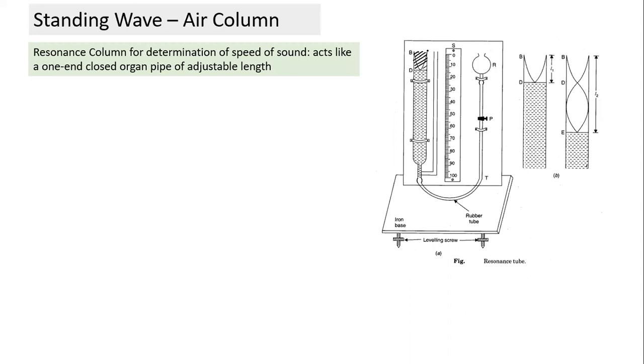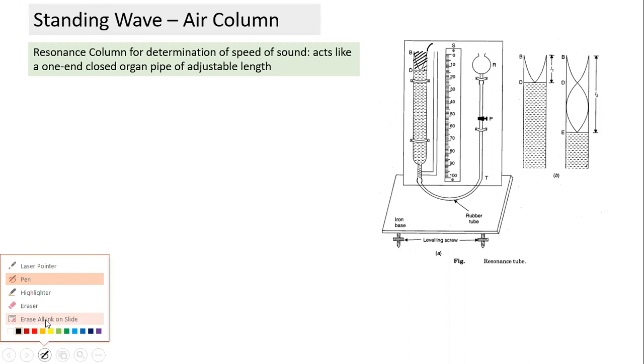And when you look at this, this end is open, and at this end there's a water surface. The water surface closes one end. So this forms one end open, one end closed, which is called a closed pipe. So this acts as a closed pipe of varying length. The length can be altered, so we can conduct the experiment for different lengths.